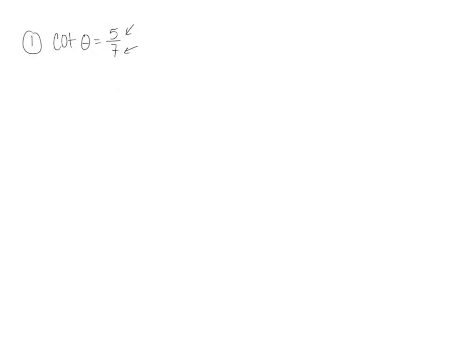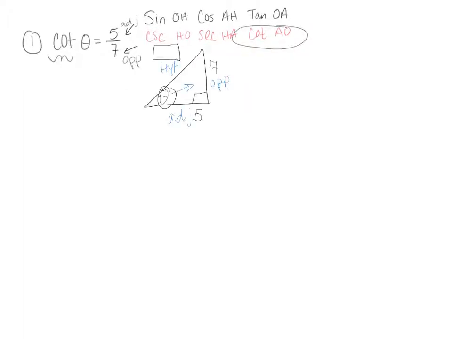So when you first look at this problem and it's asking for all trig functions, you see, okay, I'm looking at cotan. And if you know that cotan, if you look at this, cotan is adjacent over opposite. We know that the 5 is the adjacent side of our triangle, and 7 is our opposite side. So then when we do this, if we know that cotan is adjacent over opposite, we create our right triangle.